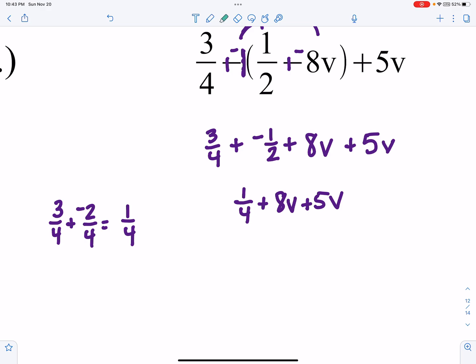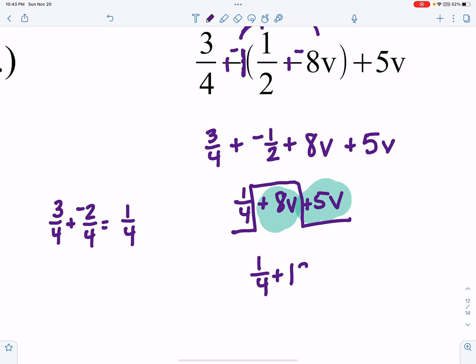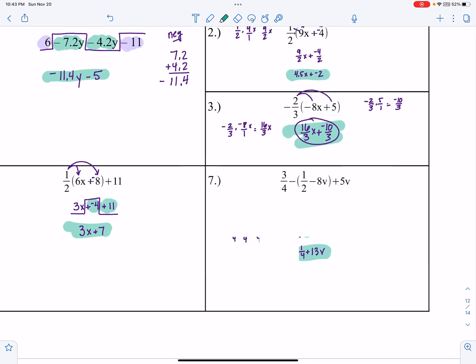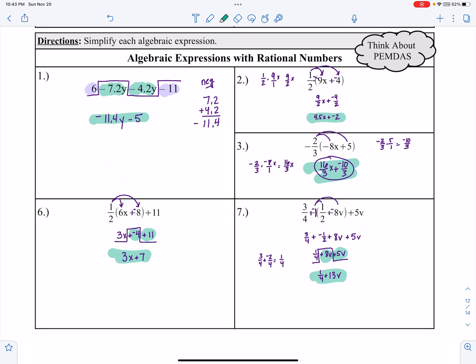I'm combining my like terms here. We'll do our castle to just peek at that. My two like terms are a positive 8v and a positive 5v. So I end up with 1/4 plus 13v, and that is my final answer. All right, there we go. You can see the process for simplifying more complex expressions with rational numbers.